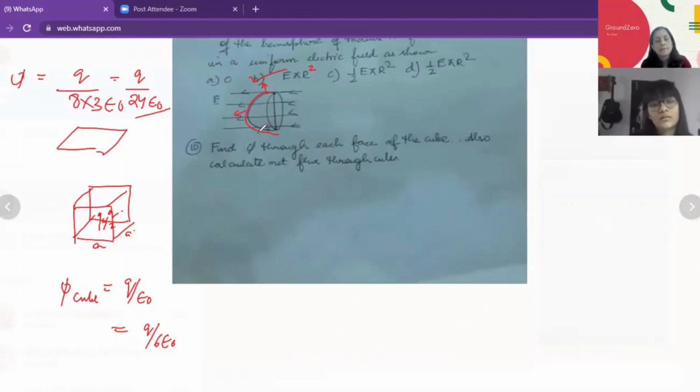So the logic is that the flux which is entering the circular area is the same flux which is leaving the curved surface area. The number of flux lines entering this circular area is equal to the number leaving the curved surface area. So now you find the flux of this circular area. Yeah, that's what I did. So theta is 180 degrees. EA cos 180 degrees you are getting, right? So what is cos 180 degrees? Minus 1.